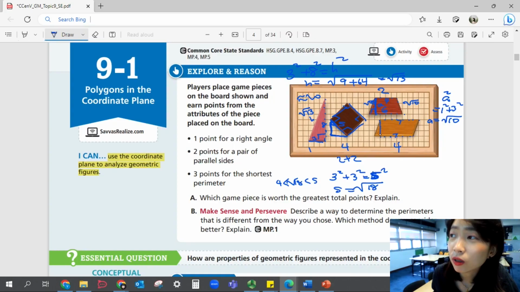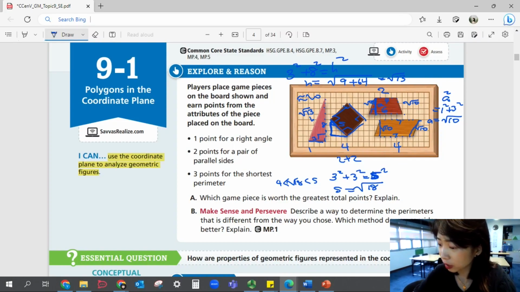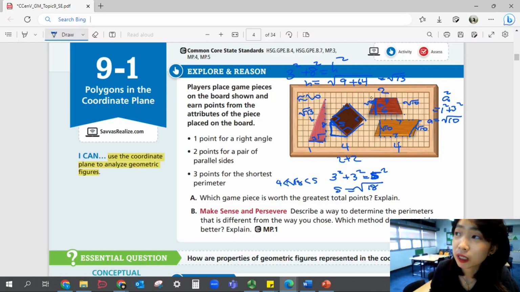And then you also have square root of 10 for the sides of this again, because the triangles are equal, right? So you'll figure out that this side is also square root of 10. So if you do the calculations, the trapezoid is actually going to get the shortest perimeter out of the whole shape.